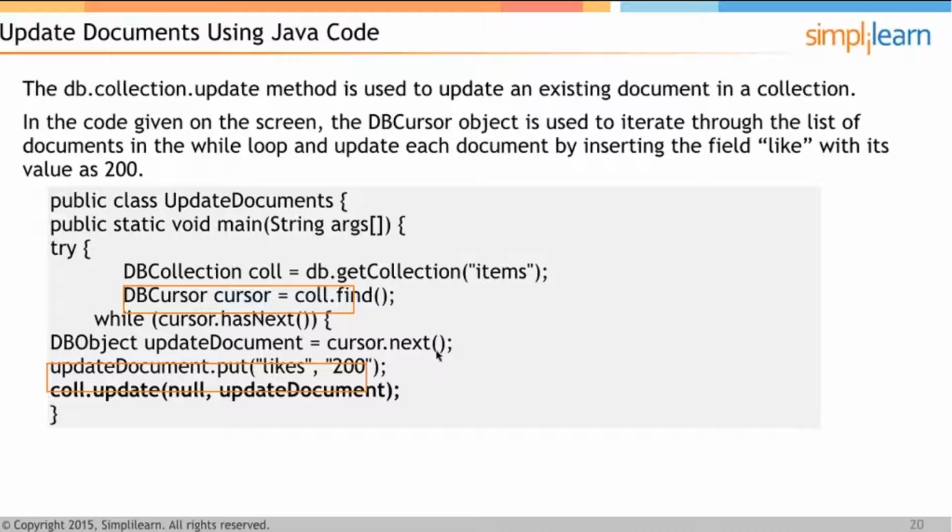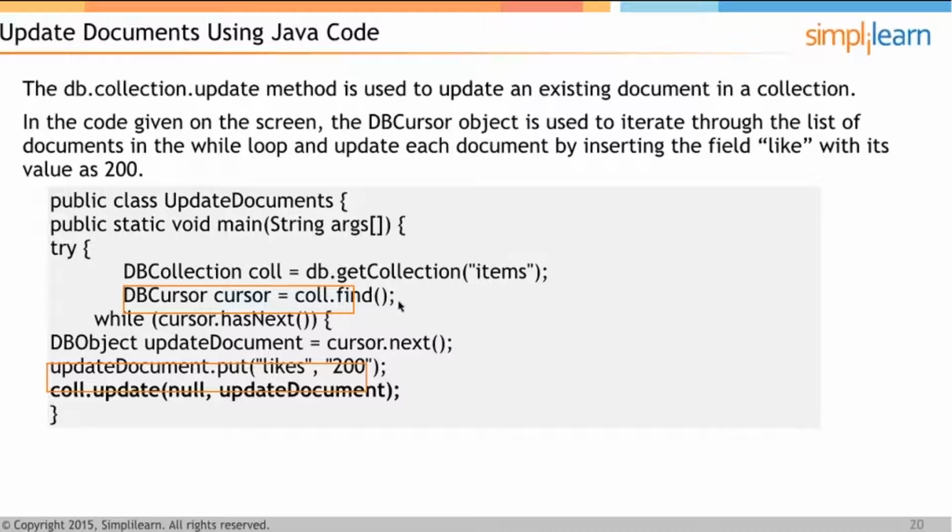I hope this is easily understandable: coll now has the items collection, and find returns a cursor. When I do a collection.find, internally what gets fired is db.items.find. We already know that db.items.find will internally return a cursor, which iterates through all the documents in a particular collection. So now the cursor has that cursor which we can iterate.